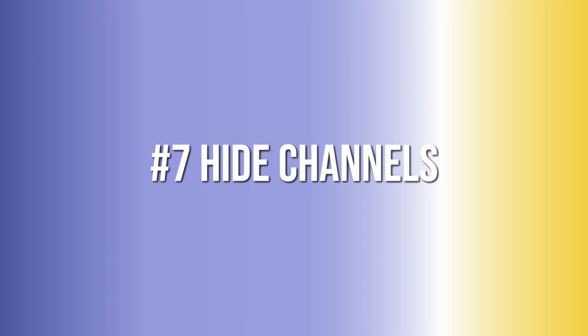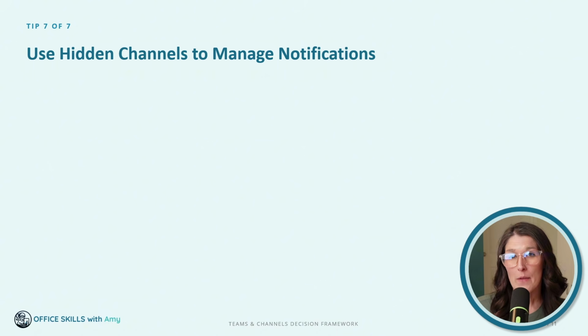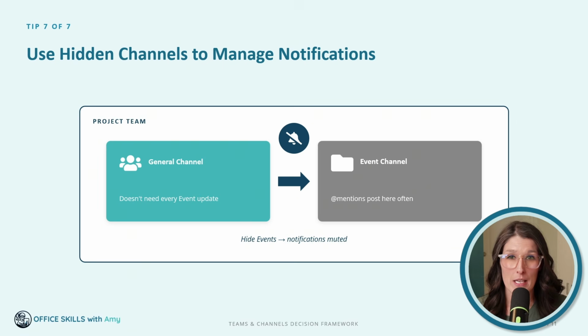Number seven is how we can hide channels to manage our notifications. Now, this is something that is overlooked in Microsoft Teams in general. But basically, if we have a team and we have our general channel, and then we also have another channel called events. If you are not actively involved in the events that happen within that channel and within that team, then what we can do is hide that channel and that's going to mute notifications. So let's pop into Teams and take a closer look.